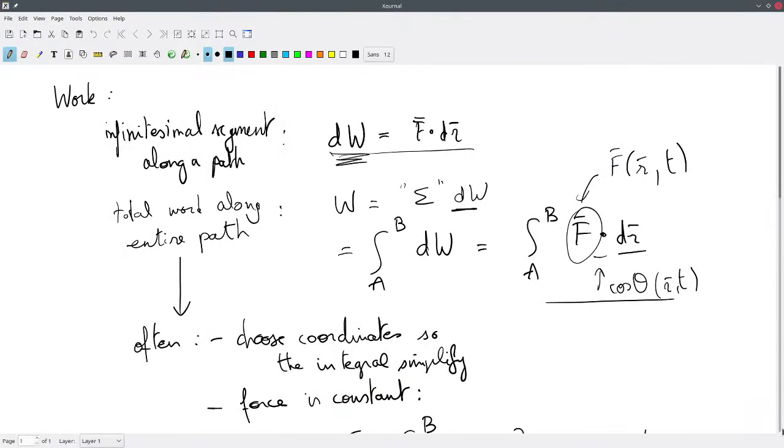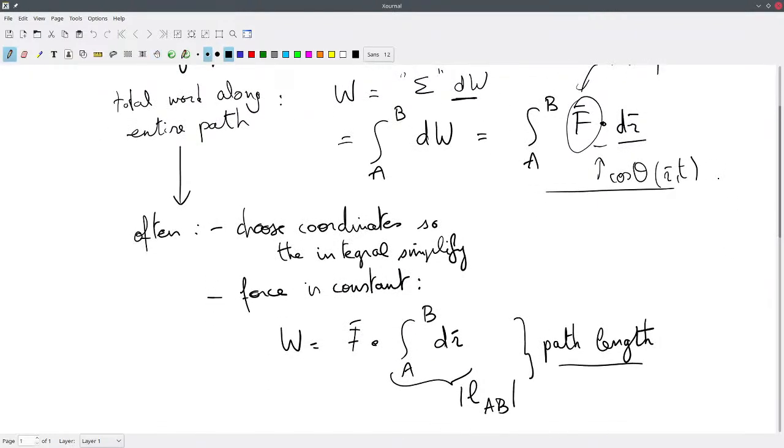So in both cases, we are going to want to simplify our expression for the work so that it is actually easier to calculate. So for example, in the first case here, if we have motion on a circle, for example, in uniform circular motion, then we're going to use polar coordinates. So then everything will just depend on the angle phi, and that will simplify the integral.